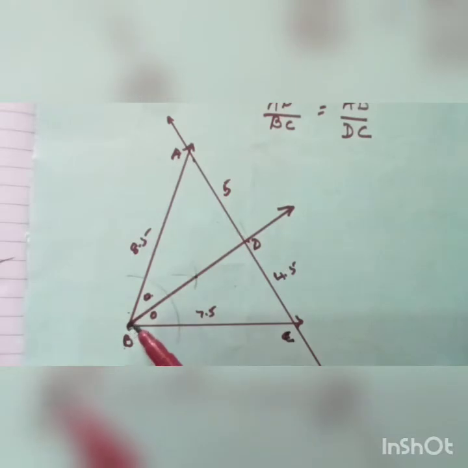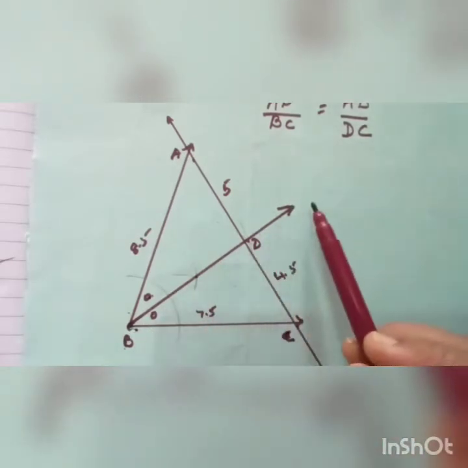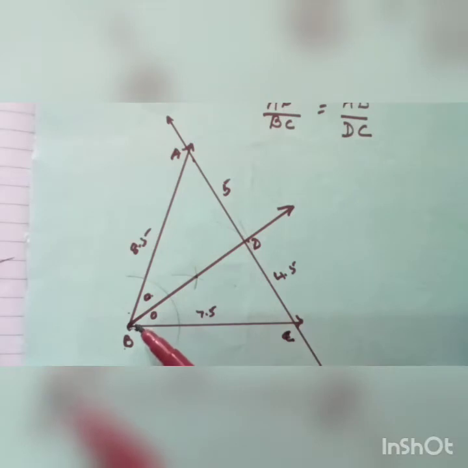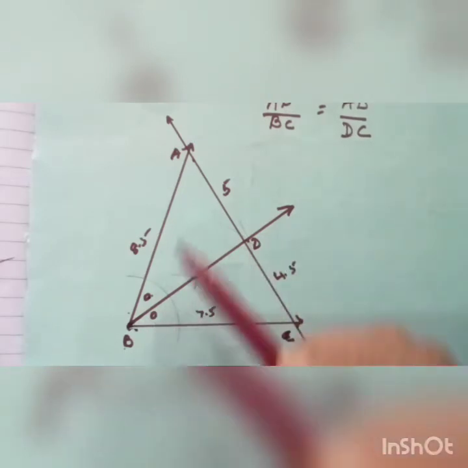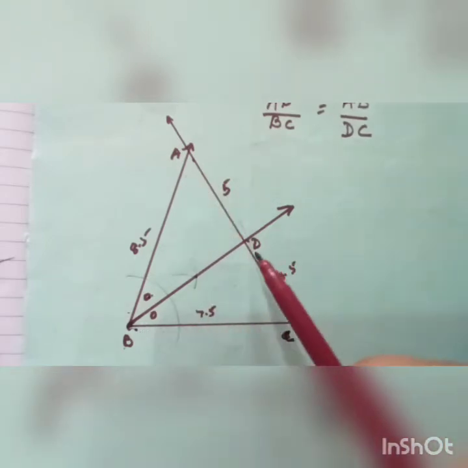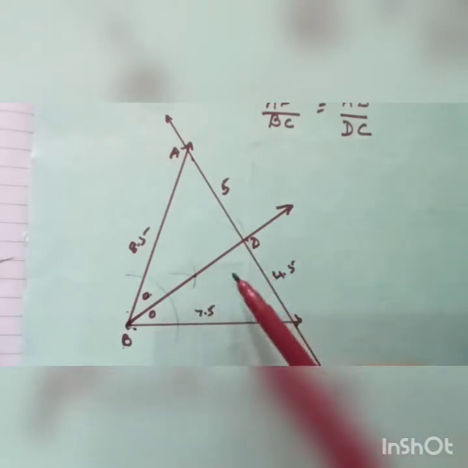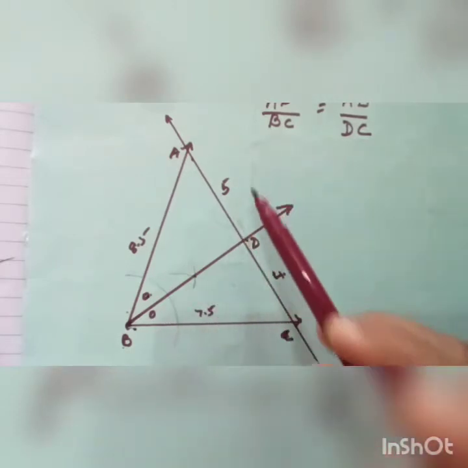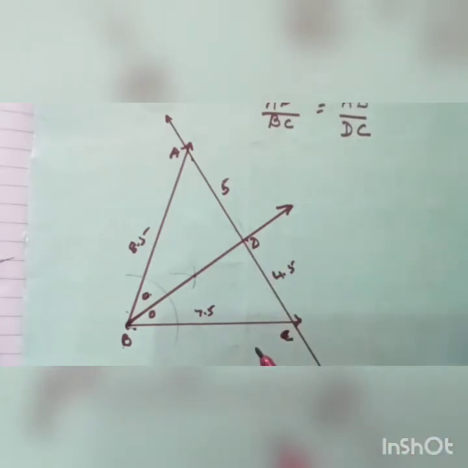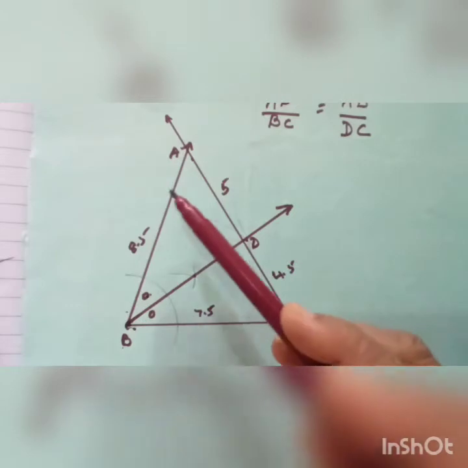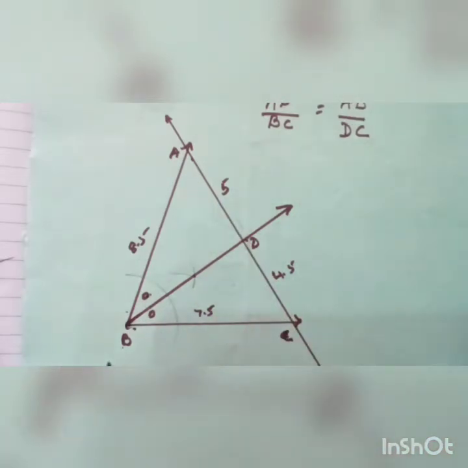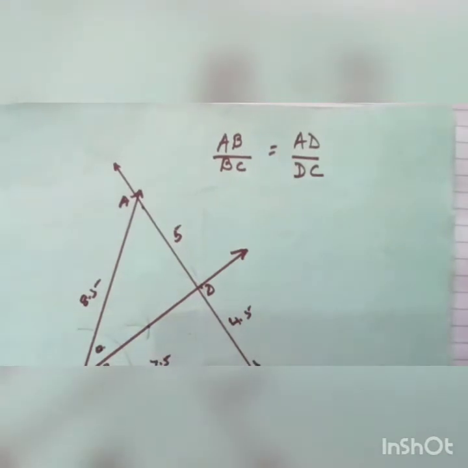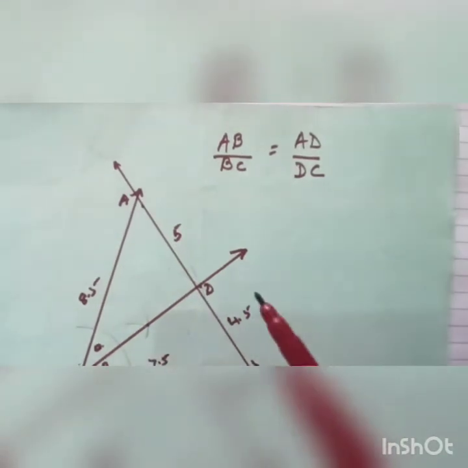So this ray BD, the bisector of an angle of a triangle, divides the side opposite to the angle in the ratio of the remaining sides. This is the ratio, that is AD upon DC, to the remaining sides. Which are the remaining sides? The other sides are AB upon BC. So according to the property of angle bisector of a triangle, AB upon BC is equal to AD upon DC.